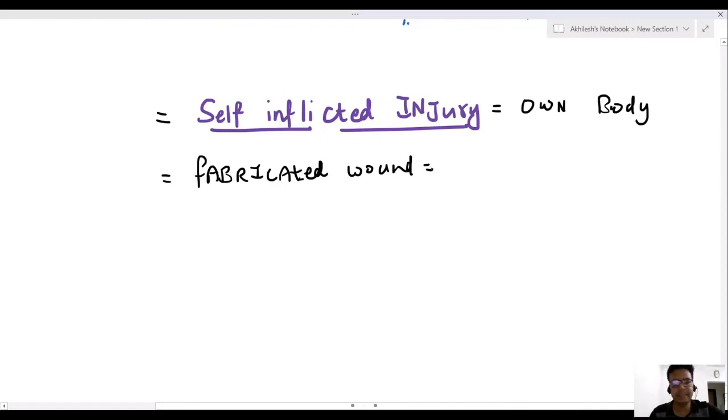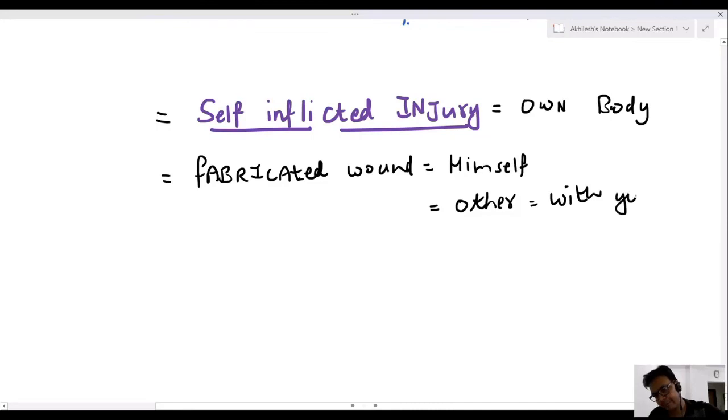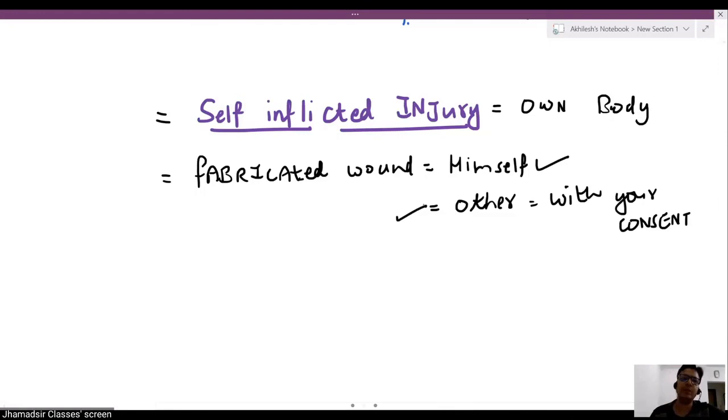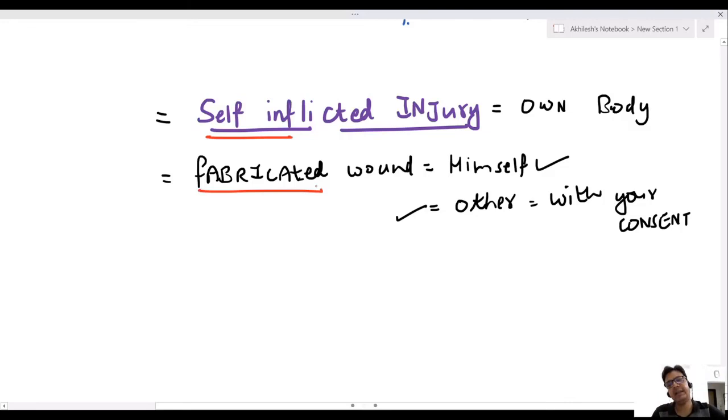Fabricated wound may be produced by himself or by other, but with your consent. It means you are having a wound because you are producing it yourself or by other with your consent. This is known as fabricated wound. खुद के खुद लगाना, that is self-inflicted, but maybe by yourself and maybe by other with your consent, it is a fabricated wound. Defense wound.